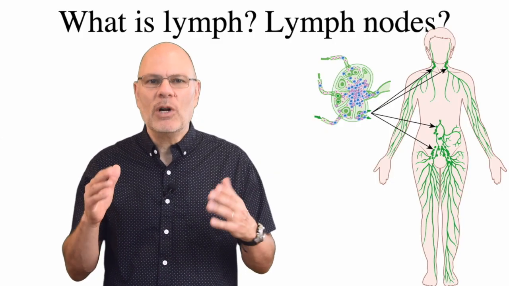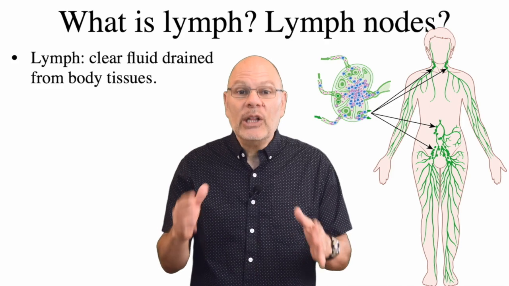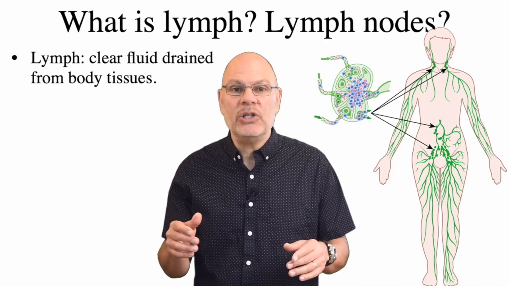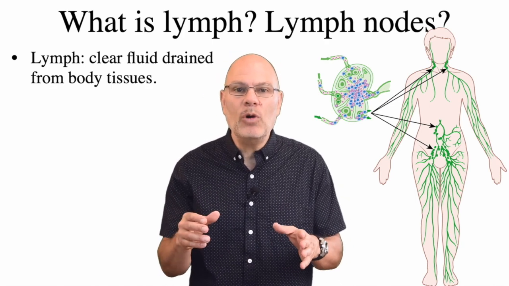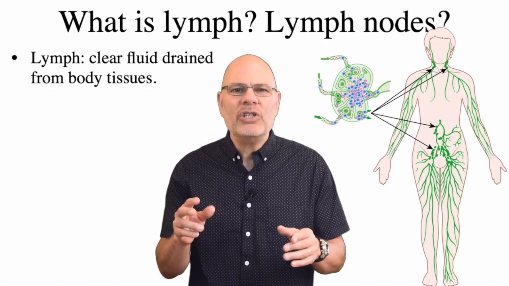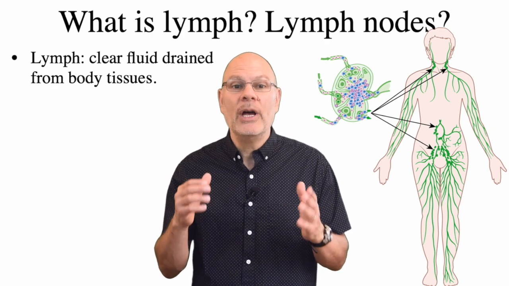So what is lymph and what are lymph nodes? Lymph is a clear fluid that drains from body tissues. If you took blood and removed the cells, the clot-forming platelets, and some of the proteins, you'd have lymph. In other words, it's similar to the part of blood that's called plasma.